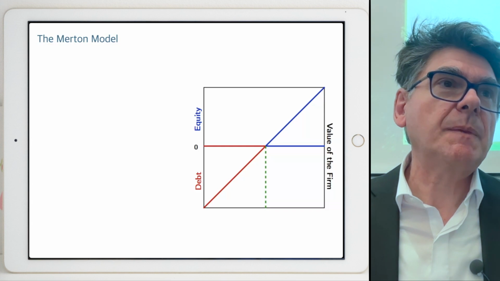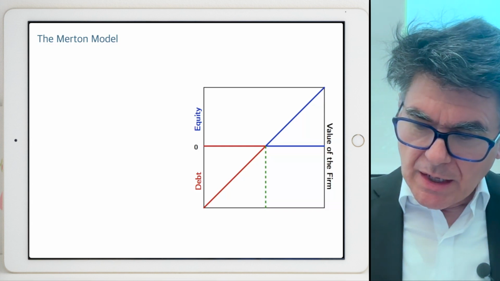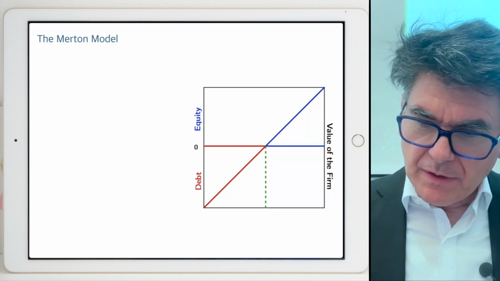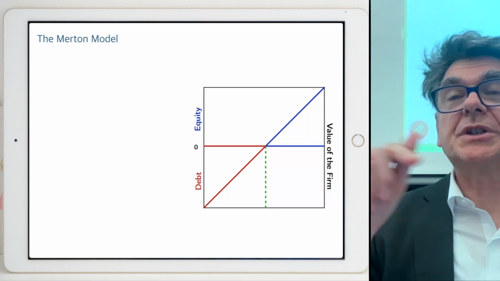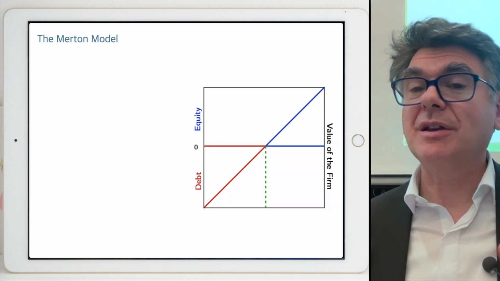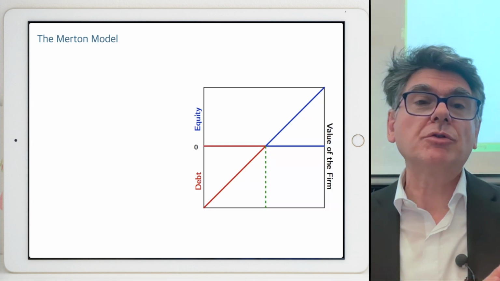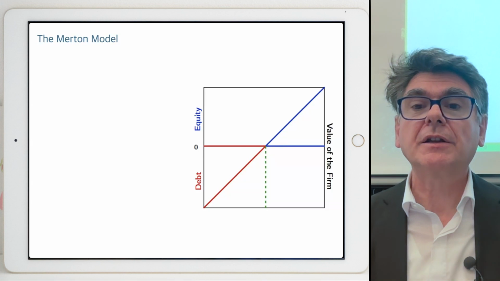In his approach to credit, which he did in 1974, the Black-Scholes formula is from 1973. So that, as you will see, was needed to do this model. So in Merton's approach to credit, he did the following.